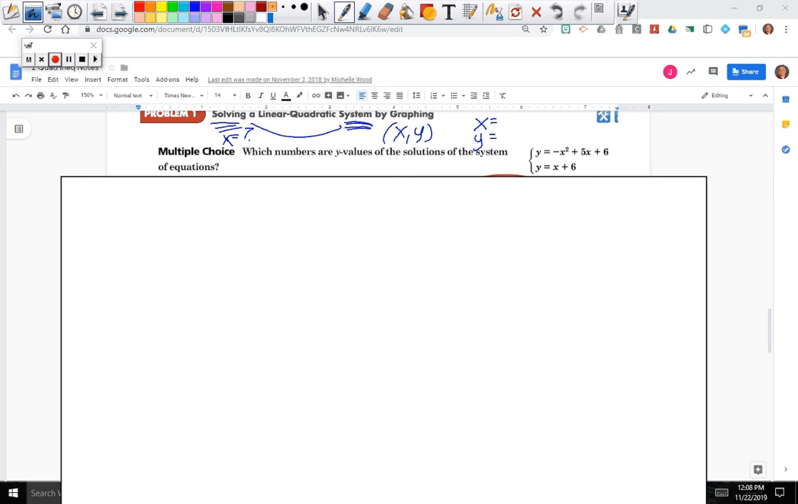Here we go. I have this equation right here: negative x squared plus 5x plus 6 is equal to y. I have x plus 6 is equal to y. If those are both y's, I can substitute this right here so that I'm solving this system. And you're probably doing some of this for sure in your work with the project when you do this by hand.